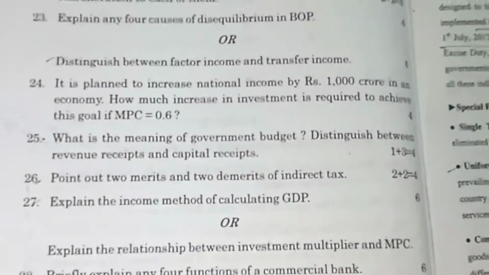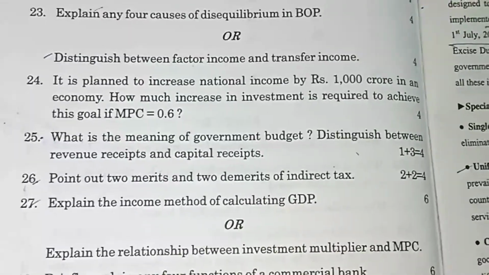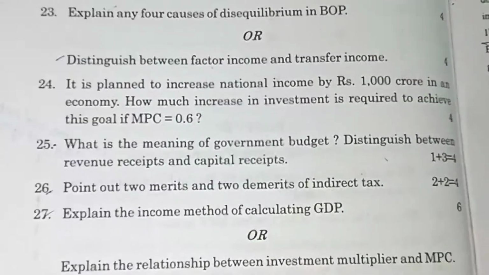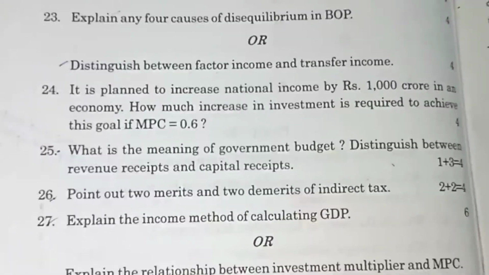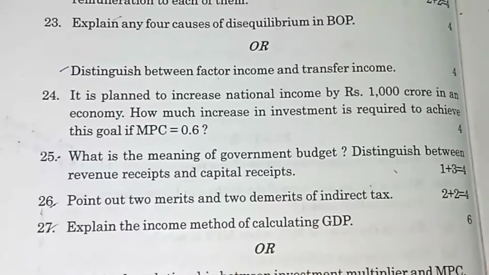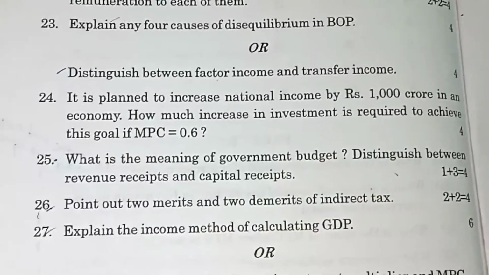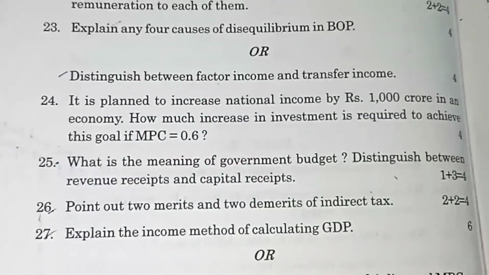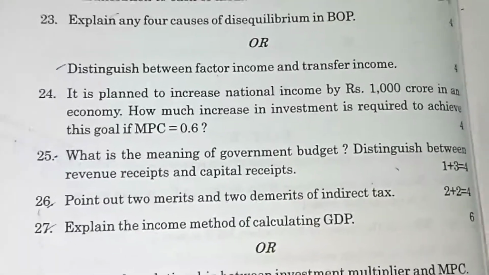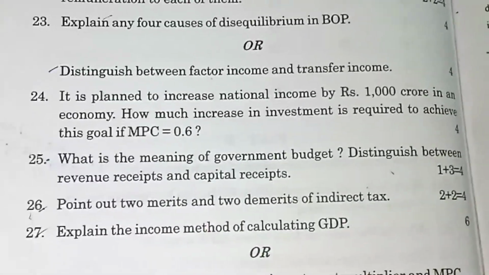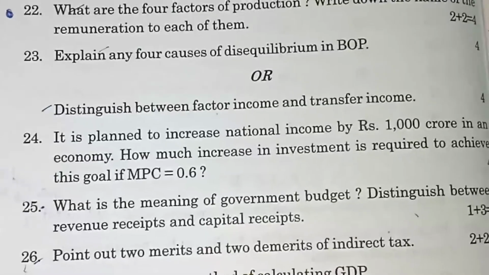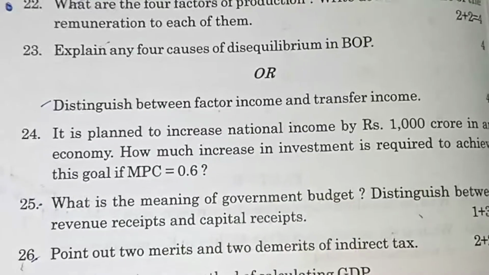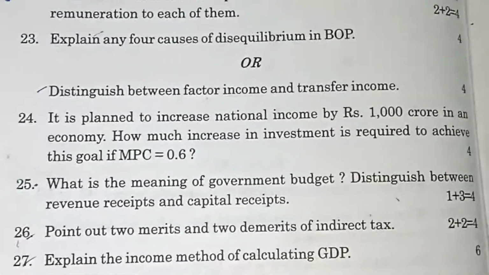And distinguish between factor income and transfer income. Factor income is the earning concept, and transfer income means receipt without earning. Factor income, for example, wages, rent from land, labor. And example of transfer income is old age pension, unemployment allowance, etc. Factor income is included in the estimation of national income, but transfer income is not included in the estimation of national income.